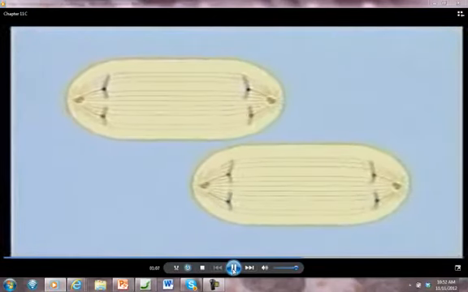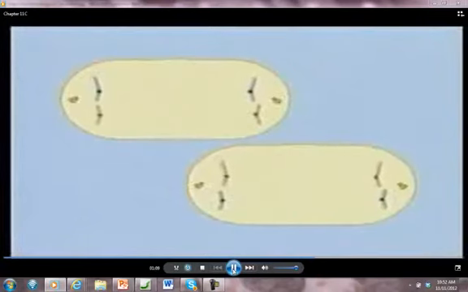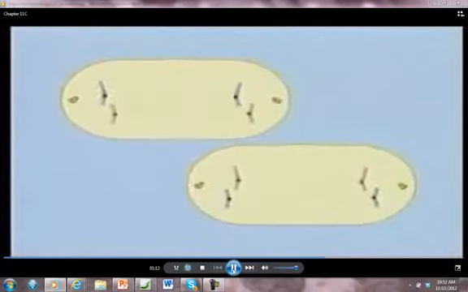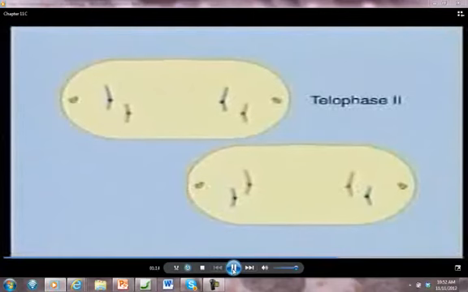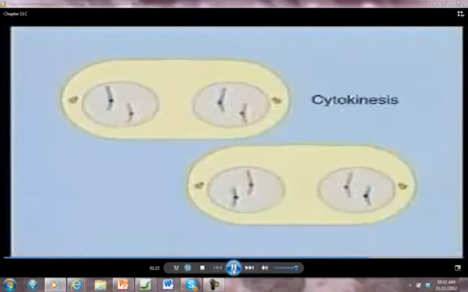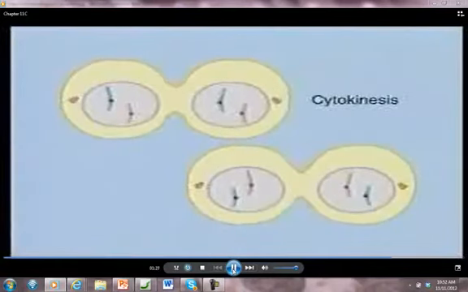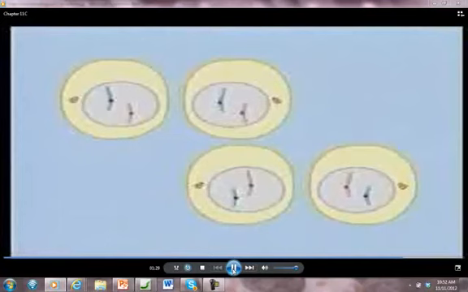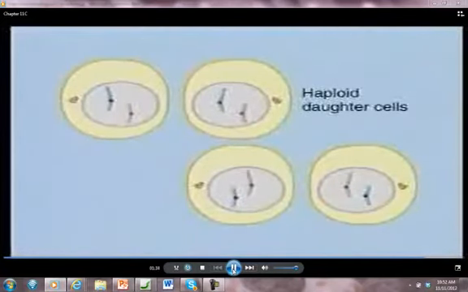Each sister chromatid is now considered an individual daughter chromosome. The last phase of meiosis 2 is telophase 2. During telophase 2, nuclear envelopes form around the chromosomes. In cytokinesis, the cell membrane pinches the cell in half. Each haploid cell has now divided into 2 haploid daughter cells. The original diploid cell has given rise to 4 daughter cells, each with a single set of unduplicated chromosomes.